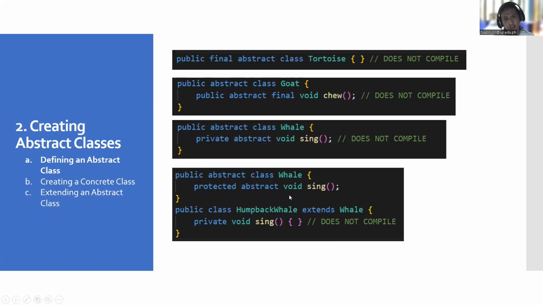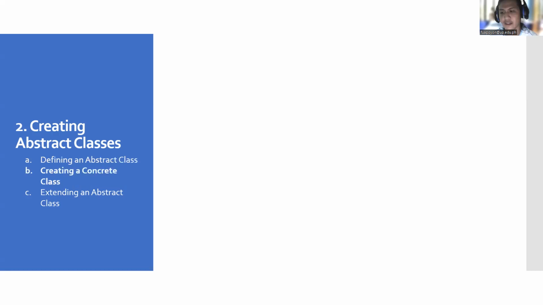So those are just the examples, no, of what is allowed and what is not for your abstract class and abstract methods. Any questions so far? If none, I'll take a quick break.